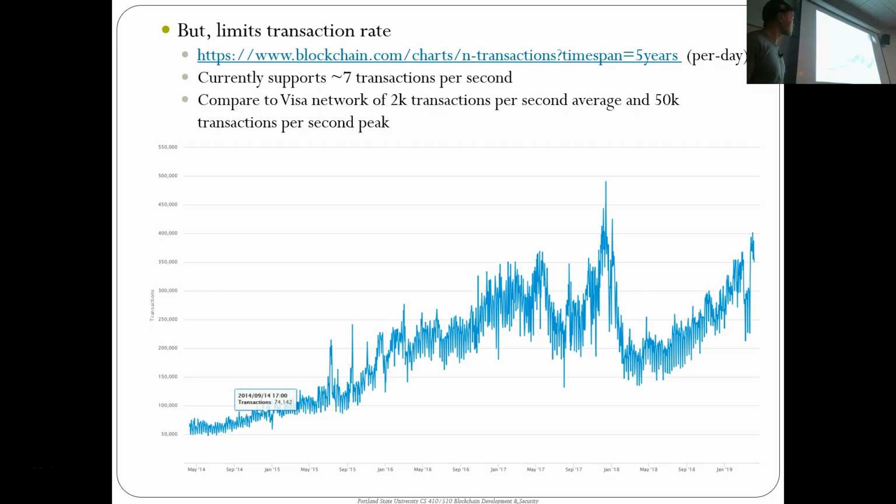So 7 transactions per second is the transaction rate. At its peak, the Visa network needs about 2,000 transactions per second. So we're basically 3 orders of magnitude away from being able to do this kind of rate. Oh, actually 50,000 is the peak. 2,000 is the average. So yeah, we're not anywhere close.